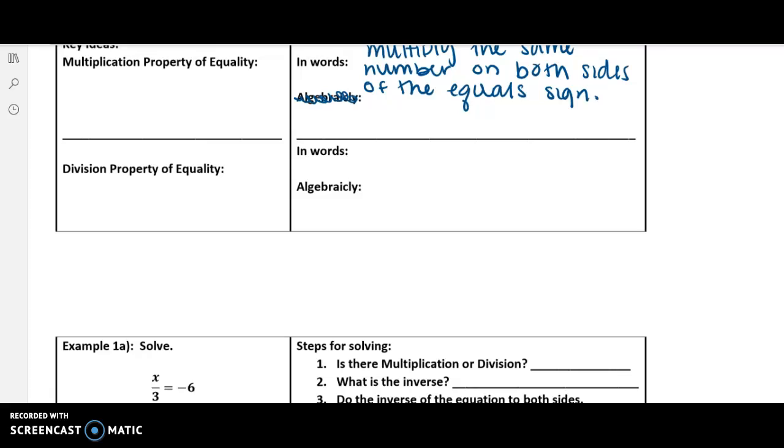And the division property of equality is very similar. So it's kind of like with division. The other day we said we had to keep it balanced. So this time, whenever we divide by something on one side, we also have to divide by something on the other side. And it has to be the same thing.